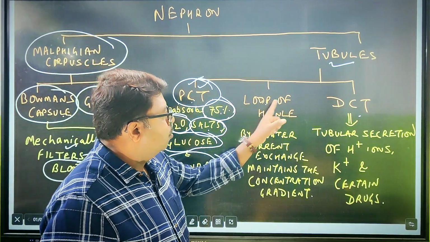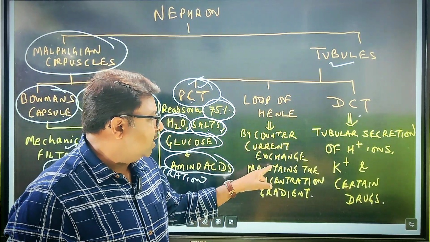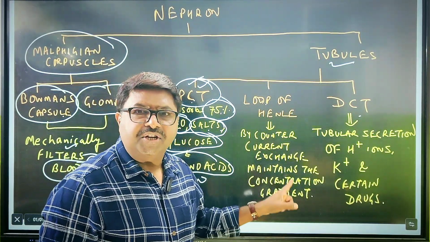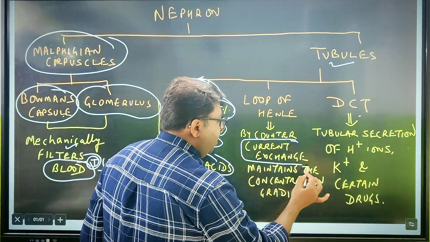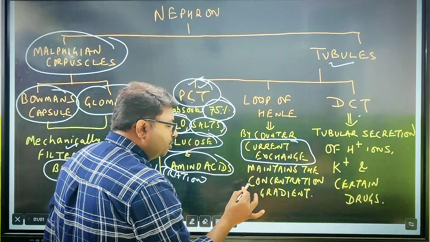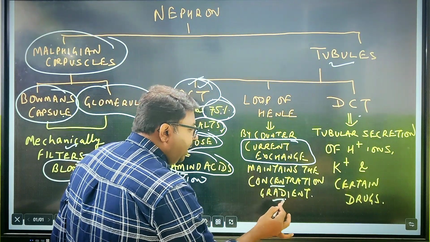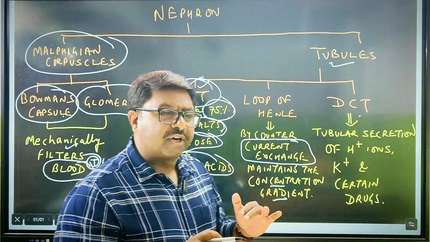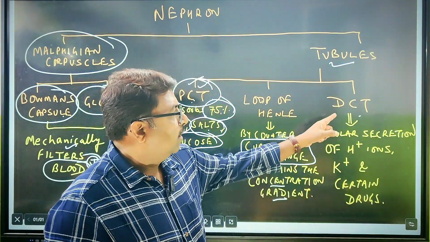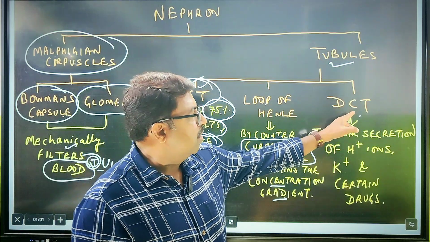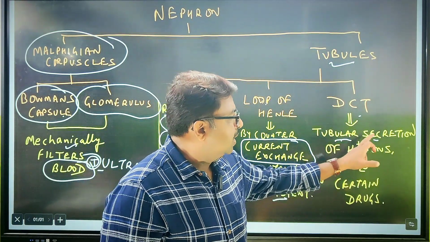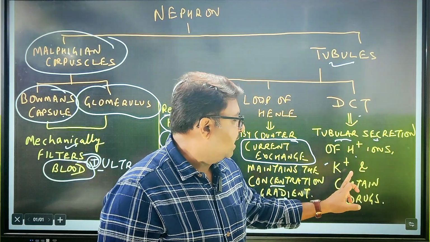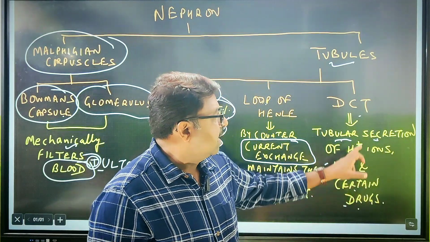When we talk about loop of Henle, by counter current exchange which maintains the concentration gradient. Loop of Henle का काम क्या है? Counter current exchange हमारे next वीडियो में मिलेगा. जो अभी आपको समझाया जा रहा था, उसका मेन काम क्या है? बॉडी में एक concentration gradient maintain करना. Come down to DCT, distal convoluted tubule. It helps in tubular secretion. So tubular secretion of H plus ion, K plus ion, certain drugs is done by DCT.